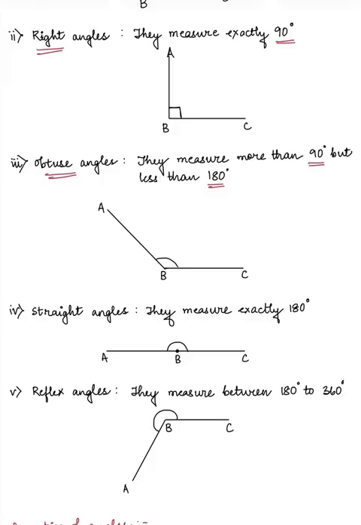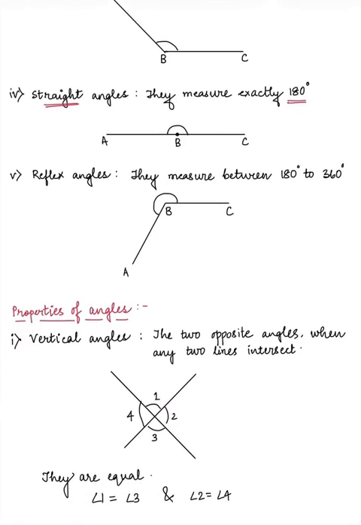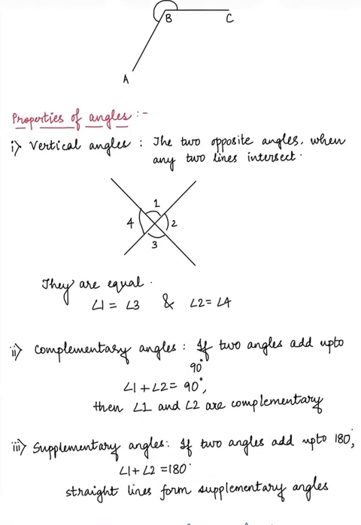Okay. And the next is a straight angle. They measure exactly 180 degrees. And finally we have a reflex angle. So they measure 180 degrees to 360 degrees. So anything above 180 but less than 360 constitutes a reflex angle. Now let's look at different properties of angles.